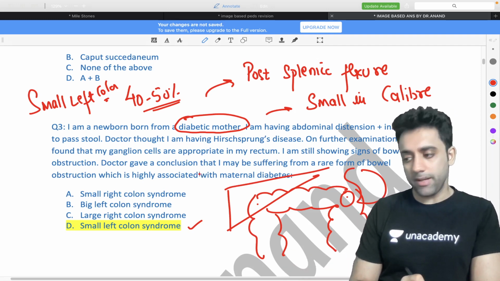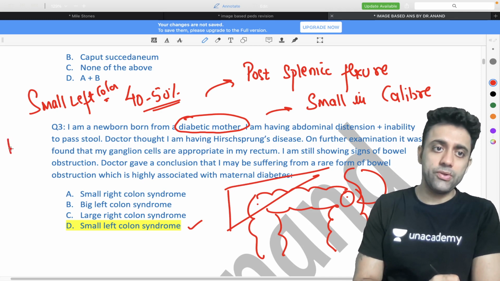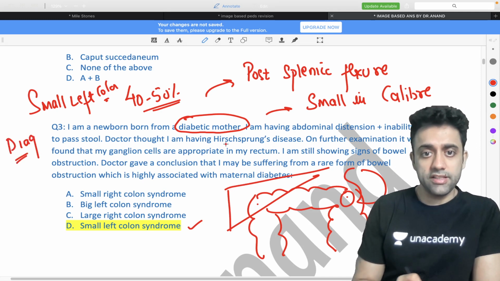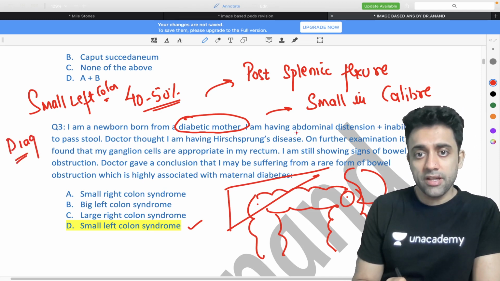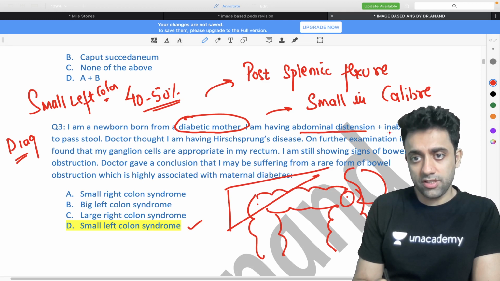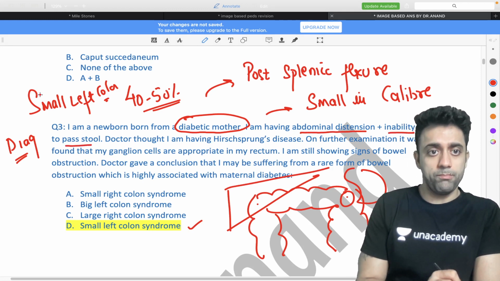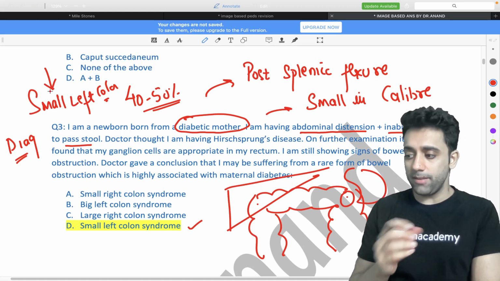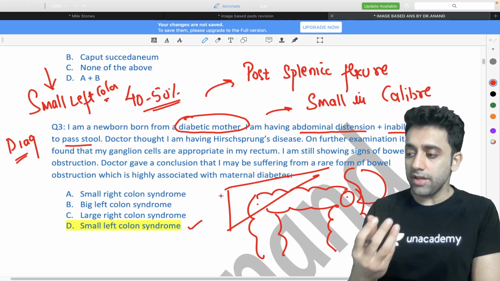Also, in the next exam, they can ask you how to diagnose it and what to do about it. See the question: the baby is having abdominal distension. The baby is not able to pass stool. Because of this small left colon, the baby is not able to pass stool. So how will you diagnose or treat it?